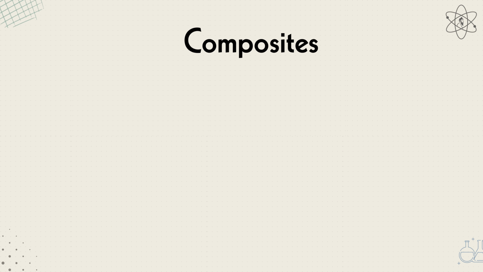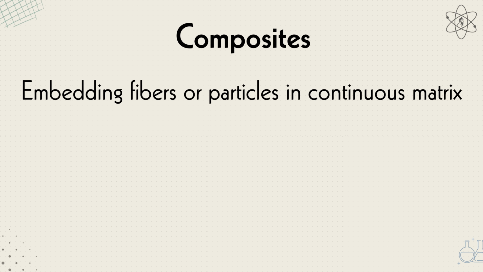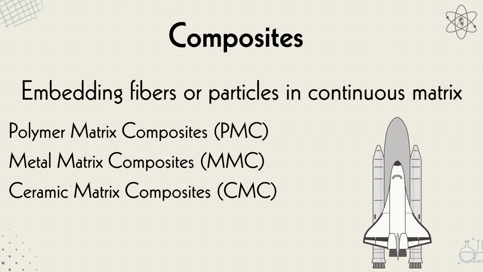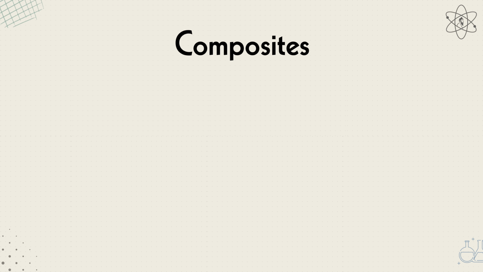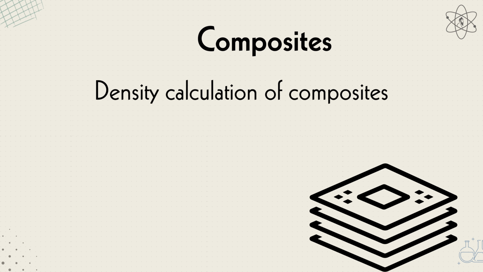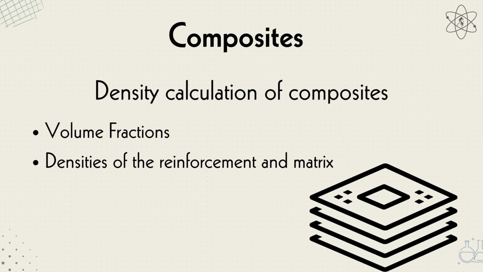Composites are materials made by embedding fibers or particles into a continuous matrix. This matrix can be polymer, metal, or ceramic. These materials offer high stiffness and strength relative to weight, with MMC and CMC also excelling in high temperature environments. The density of composites with no porosity is calculated using the rule of mixtures, based on volume fraction and density of the reinforcement and matrix.